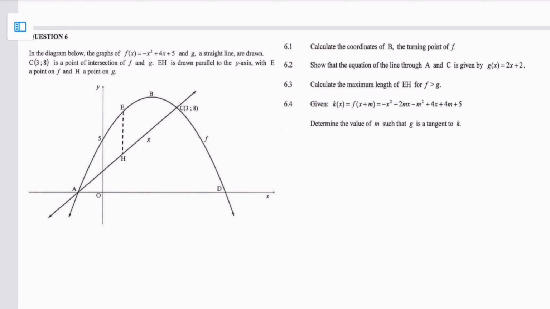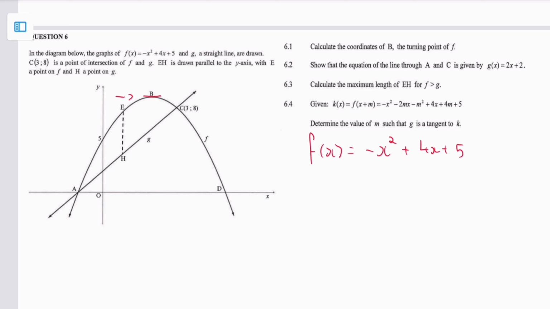So I love these questions. They're super easy. We know what f of x is: -x squared plus 4x plus 5. Nice, beautiful. How do we do turning points? We find the derivative and we equate it to 0. Why do we do that?